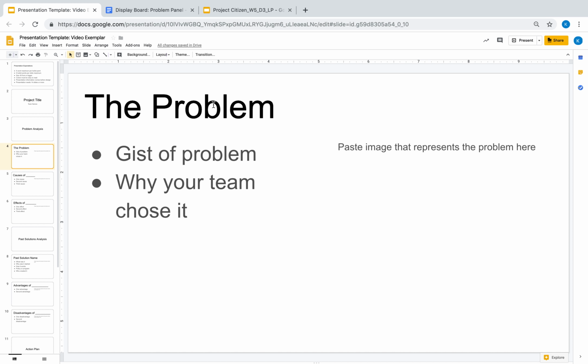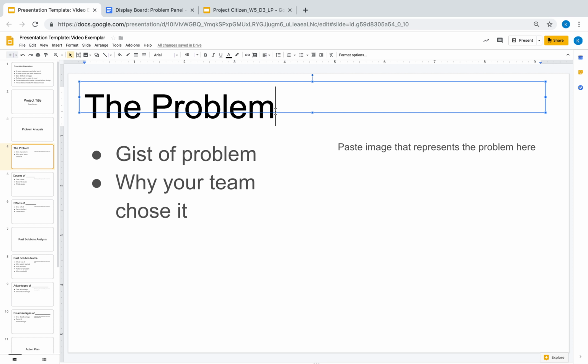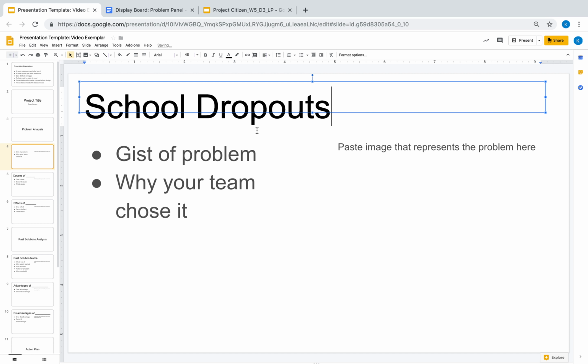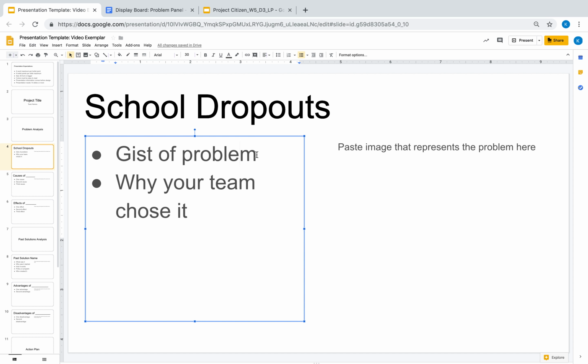So that just means that when I go to my first slide, I'm going to change all of these sample bullet points and titles to match my project. So for my example, let's say that the problem I was researching was school dropouts. Here in this bullet, I would write a gist of the problem, making sure that it's no more than 6 words per bullet.